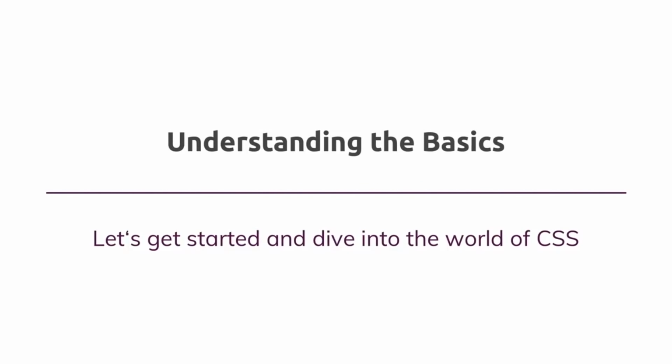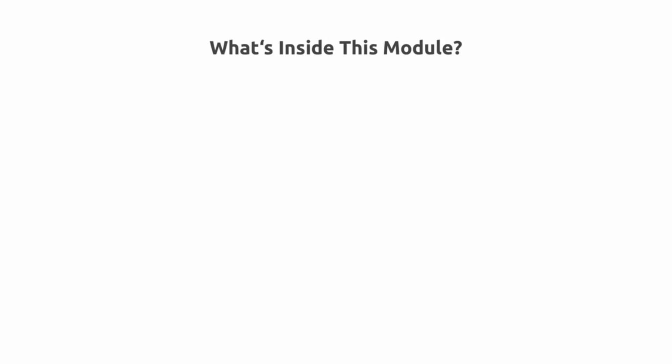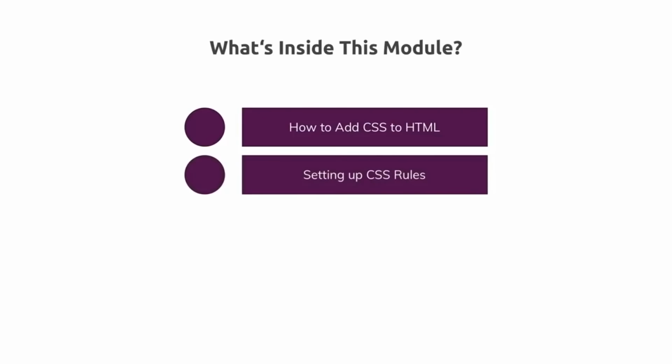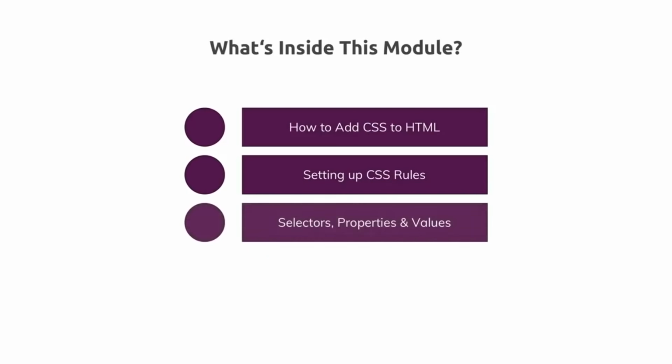Welcome to this module. So let's dive right into it and let's get started with the basics of CSS. To be precise, in this module, you will learn how you can add CSS to HTML to really ensure that your page looks good and which different options you have when it comes to that. We'll then dive into how you may set up CSS rules. So after you learn how to add CSS, how you actually write CSS code to, well, change something on your page. We'll then dive deeper into selectors, properties, and values, because these things turn out to be important when it comes to writing CSS rules.